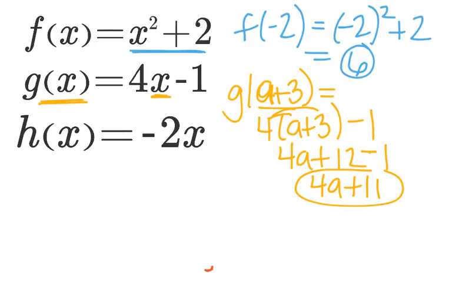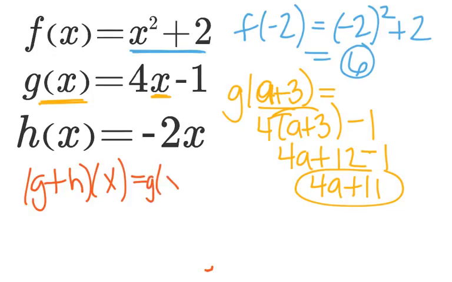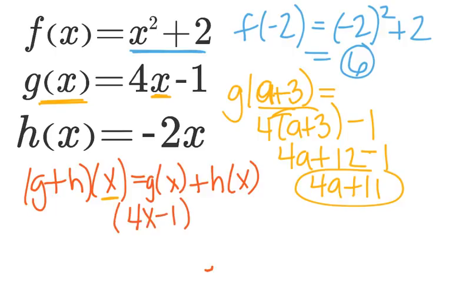So for example, I could ask you to find g plus h of x. Okay, so all this means is that I'm going to be finding g of x and adding it to h of x. Notice we didn't give anything to actually plug in. We're just using plain old x, so that means I don't have to change anything about these functions. So I'm just going to write down g of x, which is 4x minus 1. I think it's a good habit to keep it in parentheses because sometimes we have to distribute and things like that. And h of x I'm just going to keep as -2x.